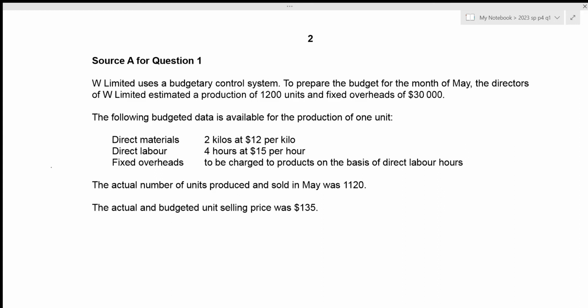Hi everyone, in this video we'll be going over A-Level Accounting 2023 Specimen Paper 4 question number 1. So this paper 4 is an addition to the existing papers. Previously we only had paper 1, paper 2 and paper 3.